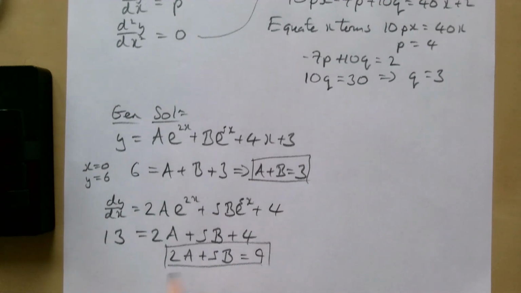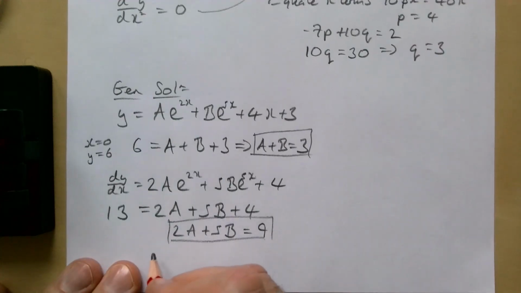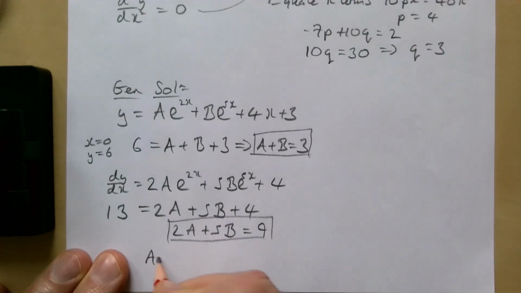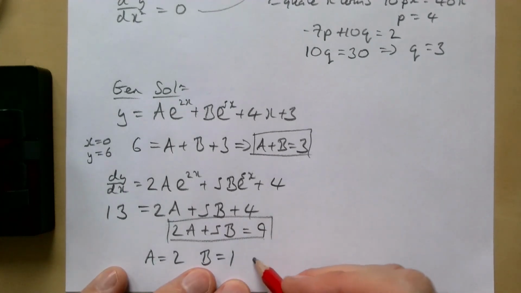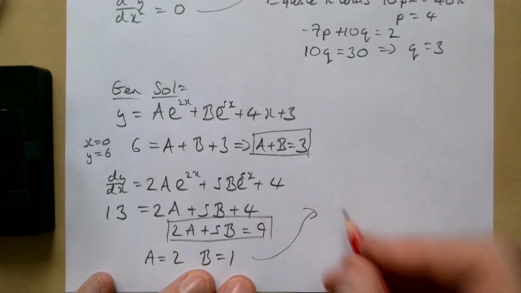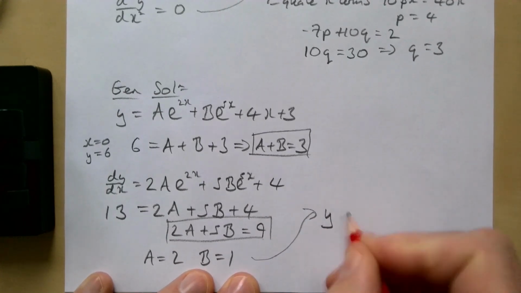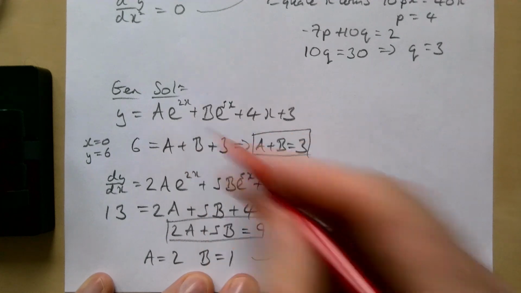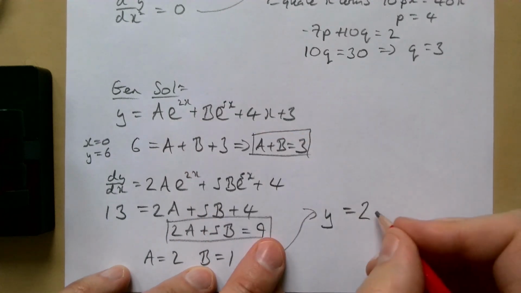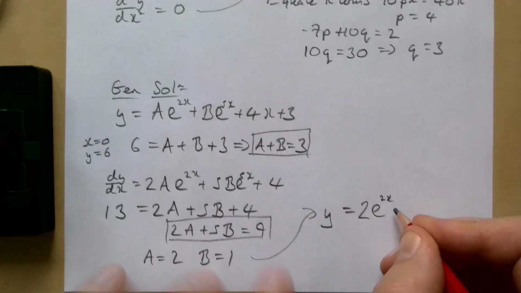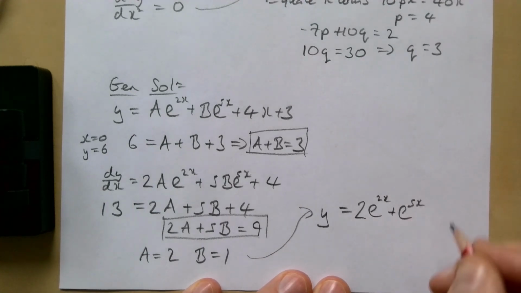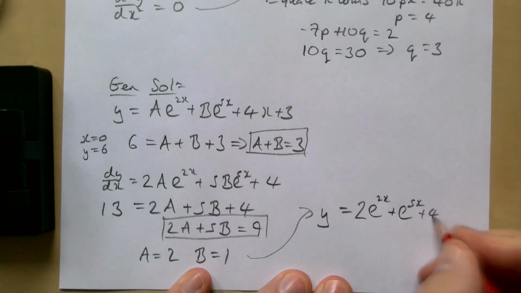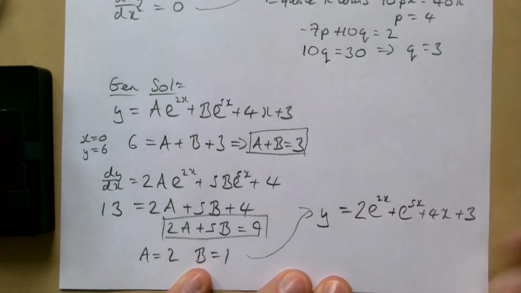I'm not going to do it here, you can take my word for it, but it gives you that a is 2 and b is 1. I'm sure we're all happy with that. So that means my particular solution and final solution is going to be y equals, a is 2, so it's 2e to the 2x plus 1e to the 5x plus 4x plus 3.